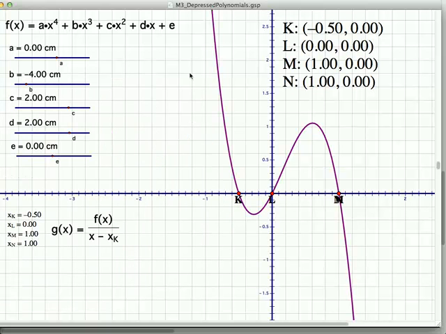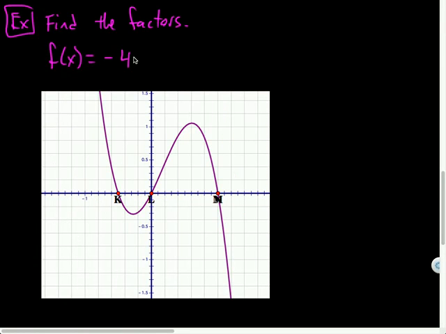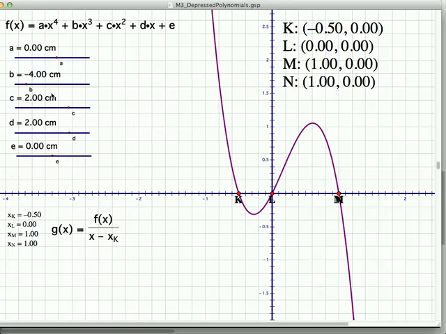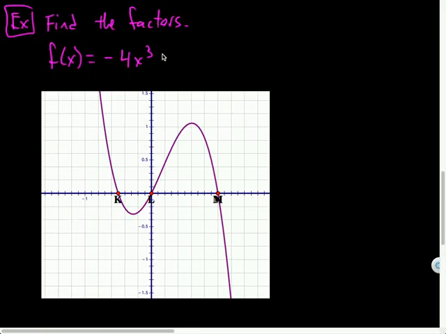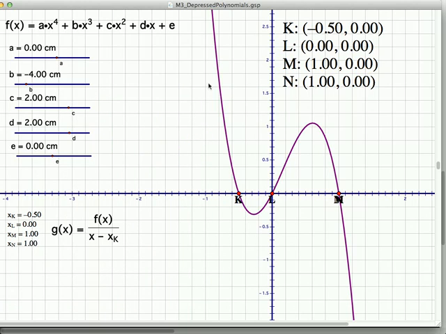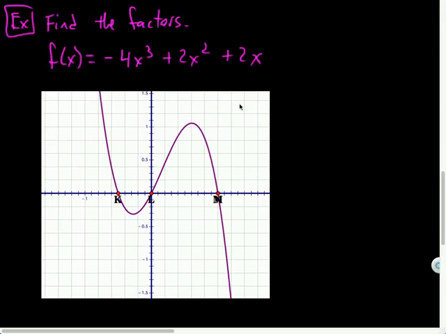And let's see, what was the original function? It would be -4x cubed plus 2x squared plus 2x, and I end up having my constant equaling 0. So I could write that plus 0 if you want, which is verified by the fact that, notice, our y-intercept is 0, right?